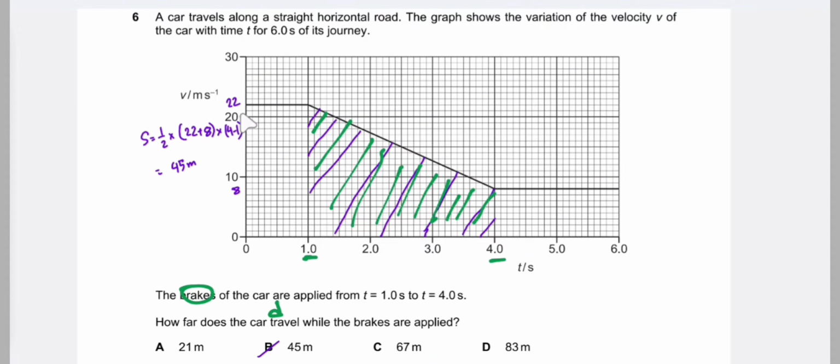So half into the sum of two parallel sides, and the parallel sides are this length 22 and this vertical length, that is 8. So half into the sum of two parallel sides into height, and the height is 4 minus 1, that is 3. After solving, we get the displacement as 45 meters, which is the area under the velocity time graph.